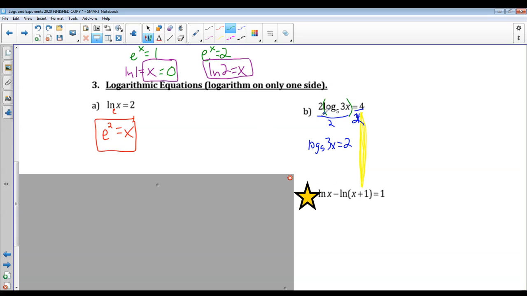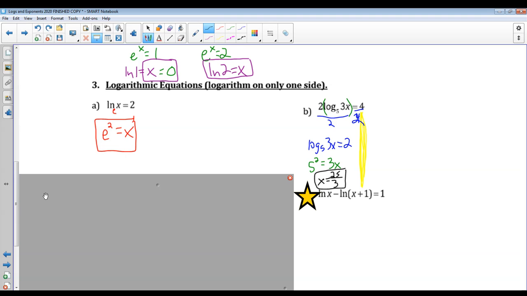And now we're really at the same spot I was in the last question. I have a log equation. I have a log on one side. I have a constant on the other. So to break out of this log, I'm going to rewrite it in exponential form. So 5 to the second equals 3x. Divide both sides by 3. I know 5 squared is 25, so I'm going to do two things at once here. x equals 25 thirds.